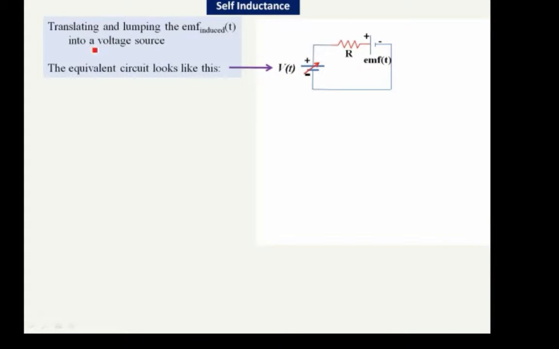So we can take these circuit elements and lump them. We're going to take the EMF, which I had already shown as a localized EMF, and we'll separate it from the voltage source and the resistance.